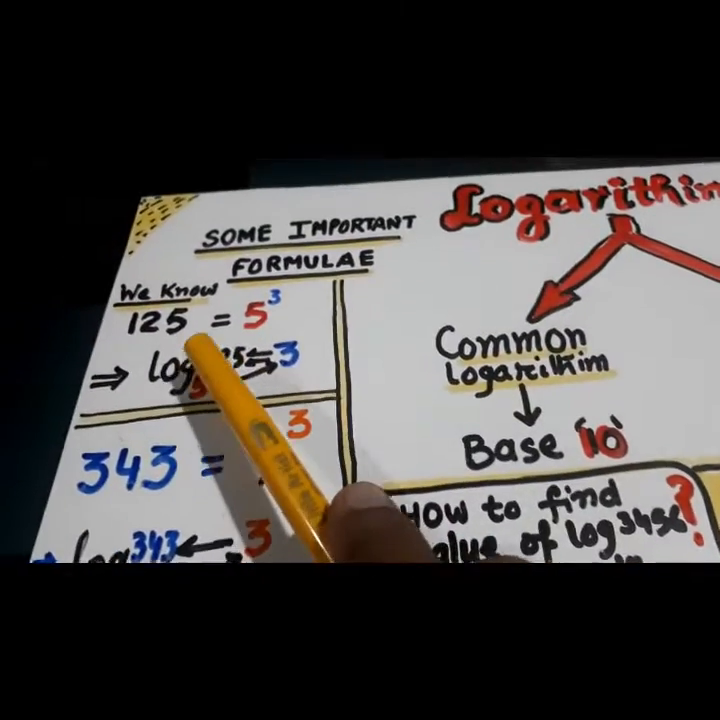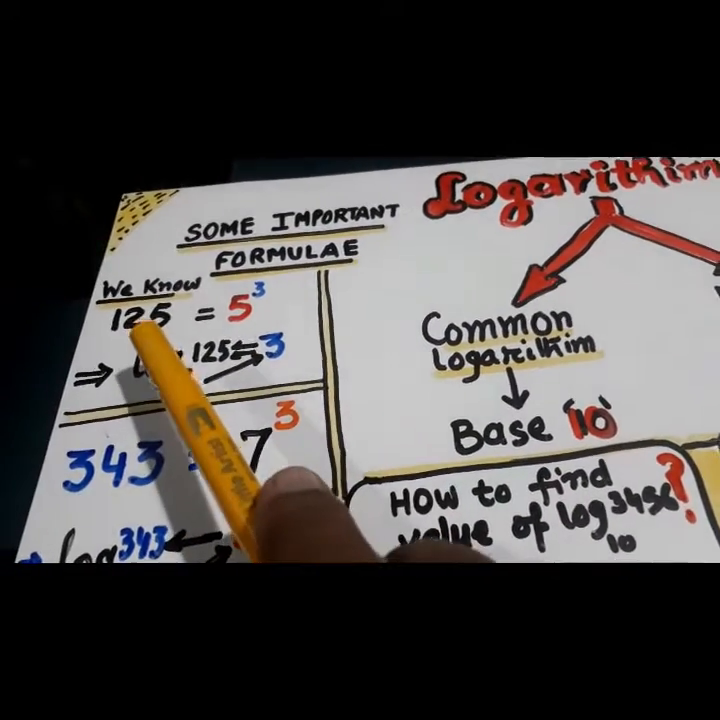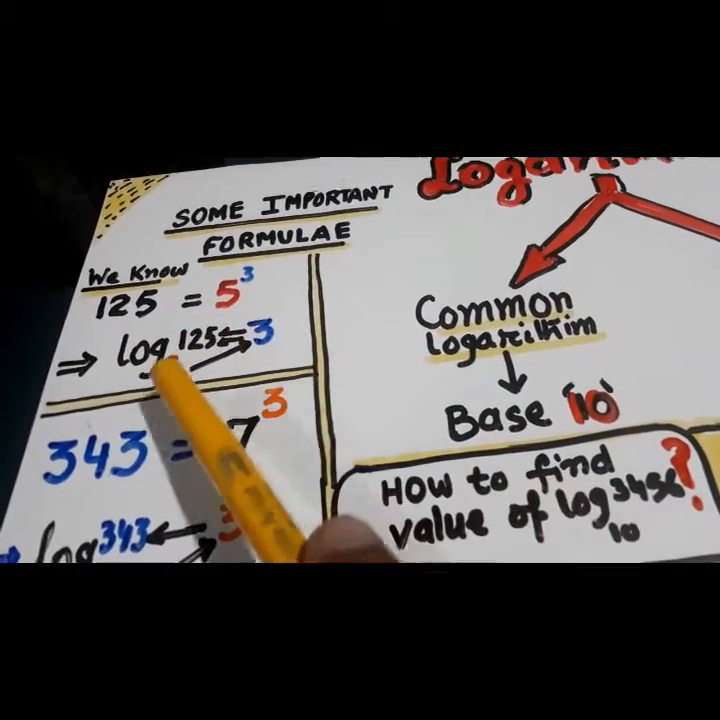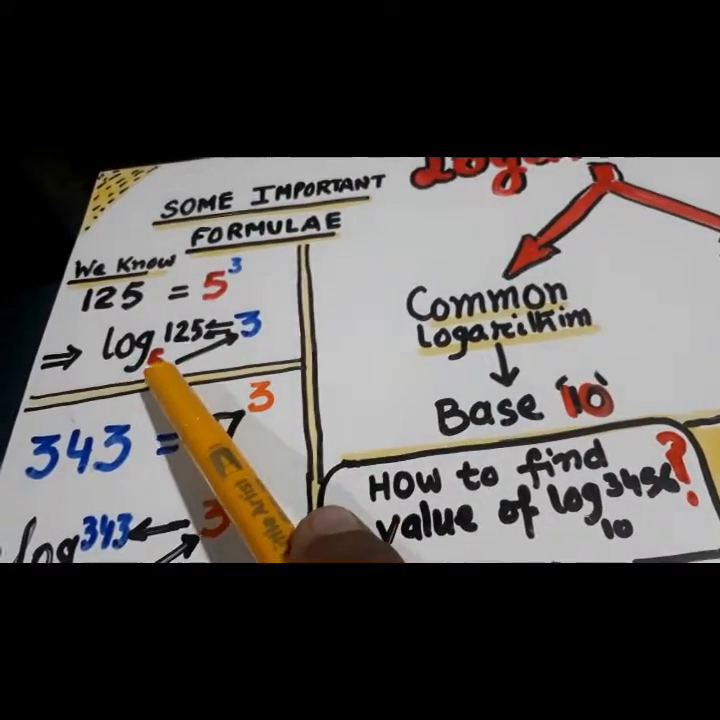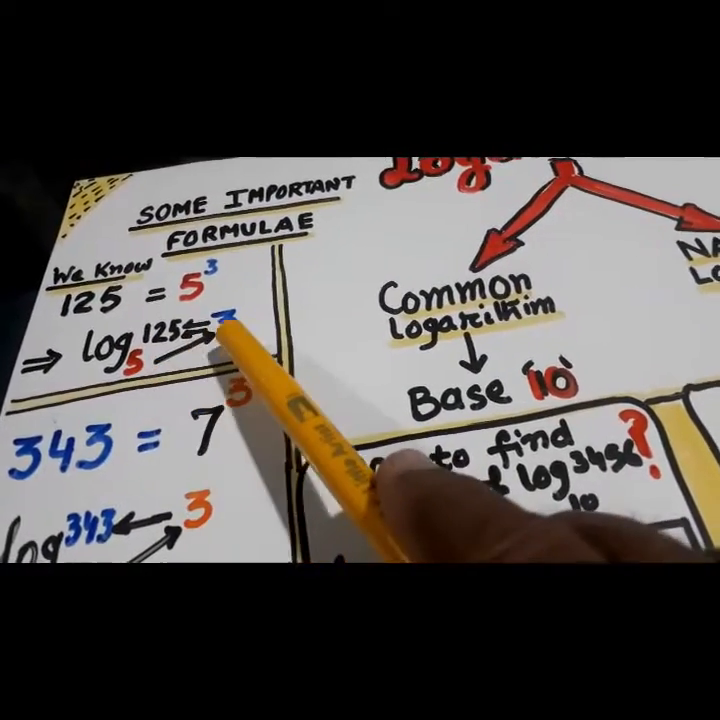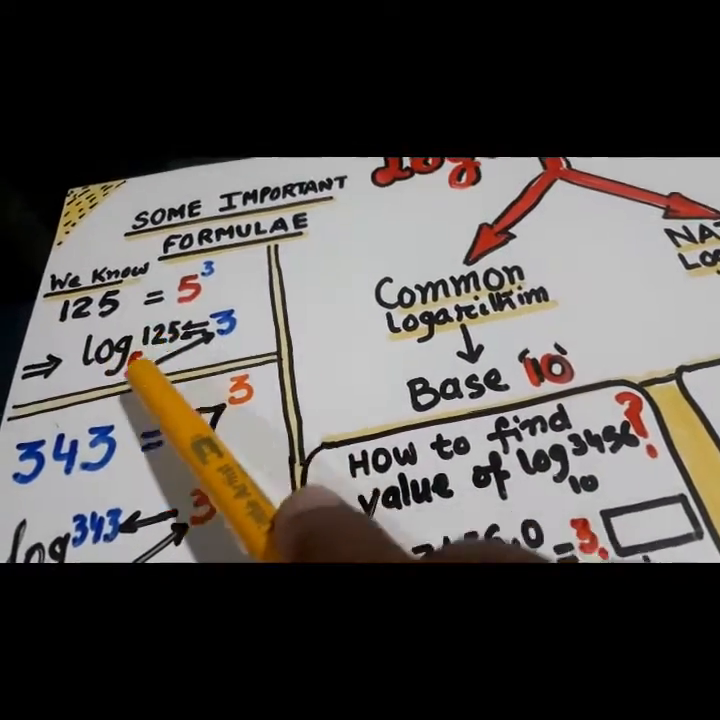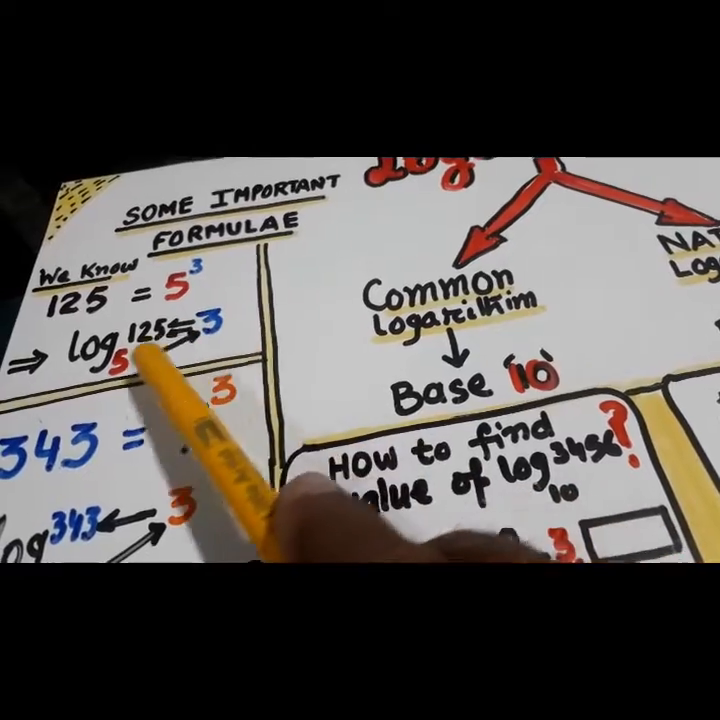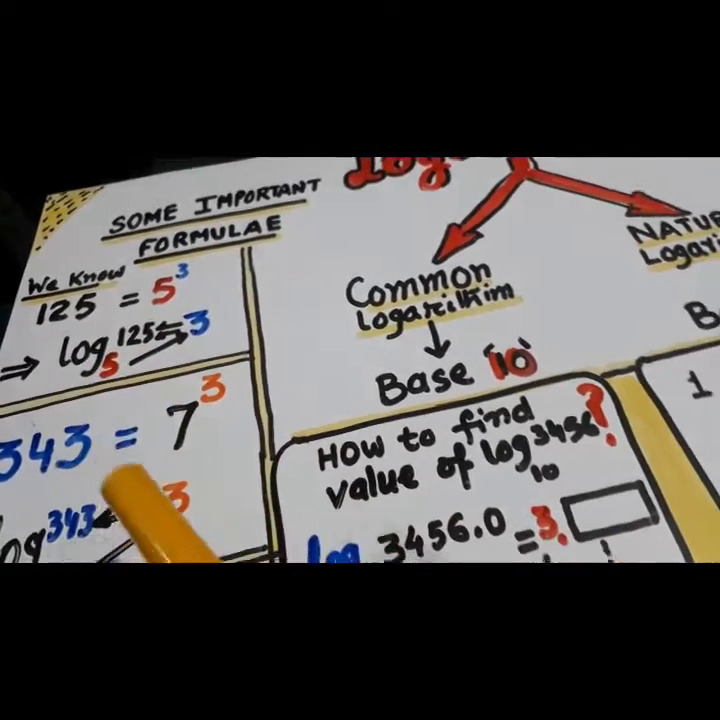Number one, 125 can be written as 5 raised to power 3. Now this we can convert in log. Just write log here, base is 5, power is 3. Write the base here. Base is always at the bottom. So this is equal to 3. And make an arrow like this. This is 125. So it becomes log 125 base 5 is equal to 3.